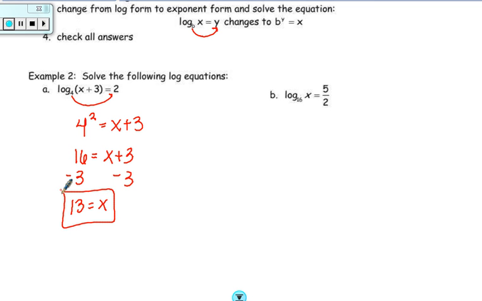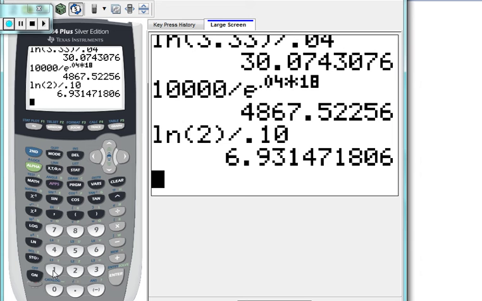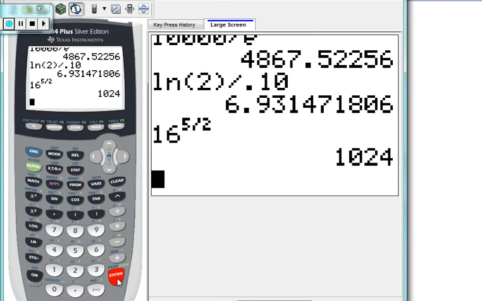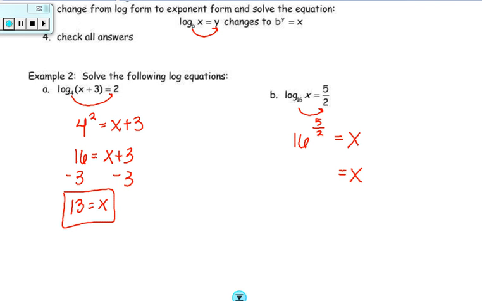So even if I have a fraction, if I have a logarithm and it's all by itself and it equals just a single number, not another logarithm, rewrite it. 16 to the 5 halves equals x. Well, x is by itself. Type that in your calculator. 16 to the 5 halves is 1,024. So that's type 2. Taking a single logarithm that's equal to just a number and converting it.